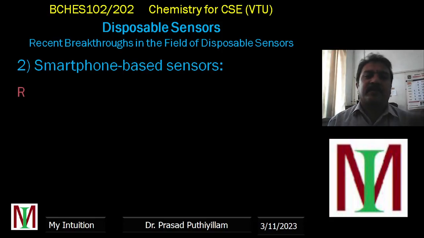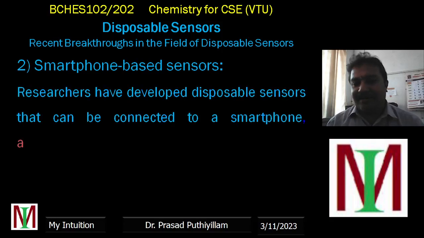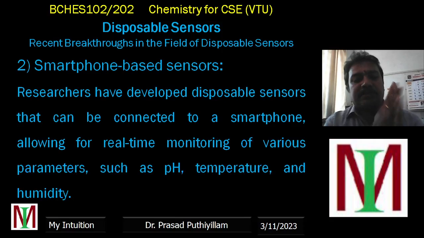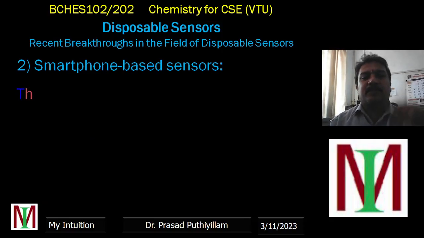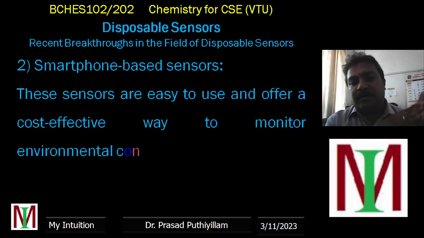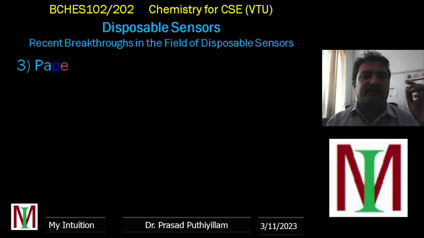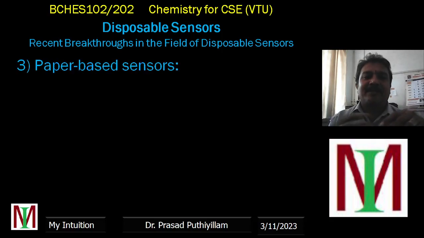Smartphone-based sensors: mainly our iPhone, they are using many such types of sensors. They are using pH sensors, temperature sensors, humidity sensors, and many others. Smartphone industries are working on using this type of sensor. It is also easy to use and cost effective. No need to have a separate disposable sensor. Disposable sensors are actually non-disposable in a smartphone. It's not that once we use a smartphone we have to throw it. The same concept used in disposable sensors is used in this type of application.